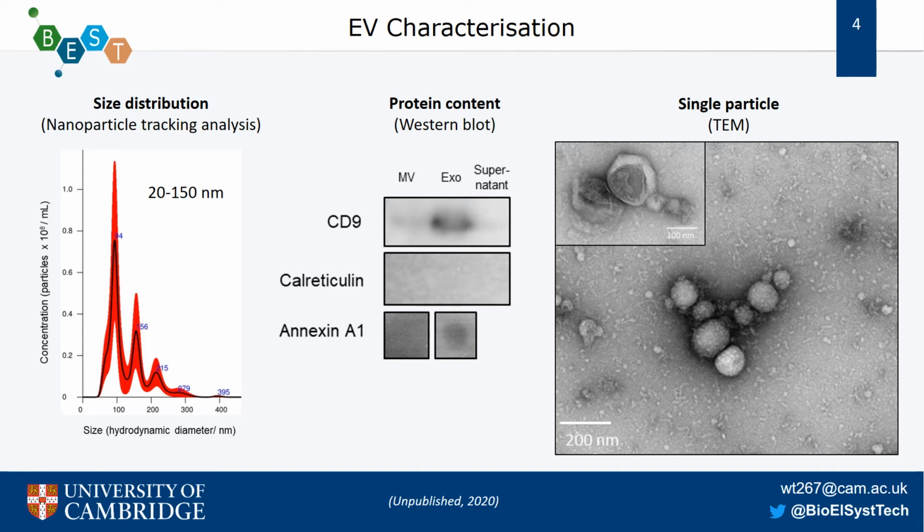Lastly, we use transmission electron microscopy to resolve single EVs. And as can be seen here, they have a characteristic cup shape, and the lipid bilayers appear as darkened areas due to the uranyl acetate staining.